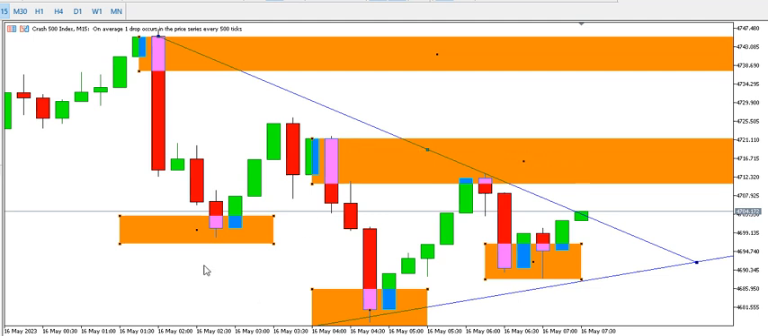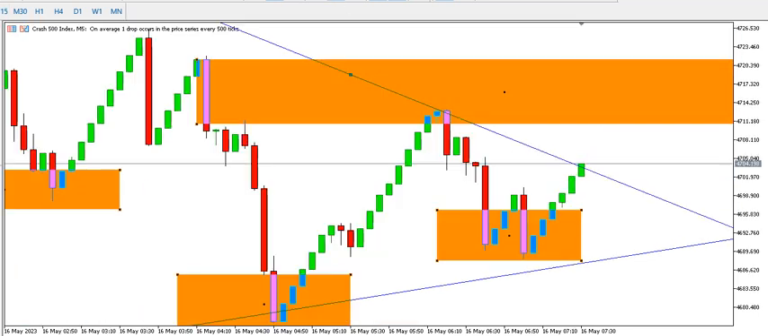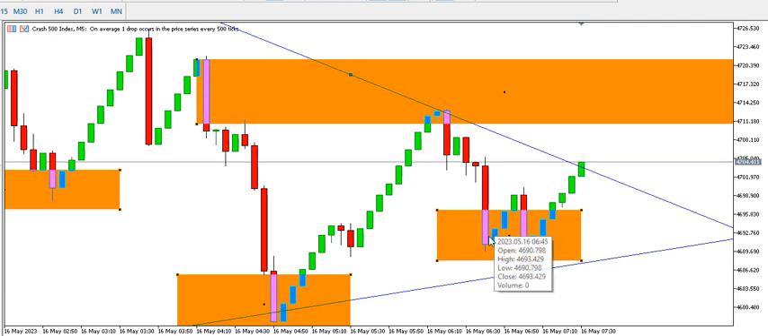All right, let's look at the 5 minutes time frame. It's bullish, it's buying, it's ranging currently on the 5 minutes time frame. But you can see the trend line on the 30 minutes or the 1-hour time frame is currently being broken. So you might consider buying Crash 500 Index on the 5 minutes time frame.